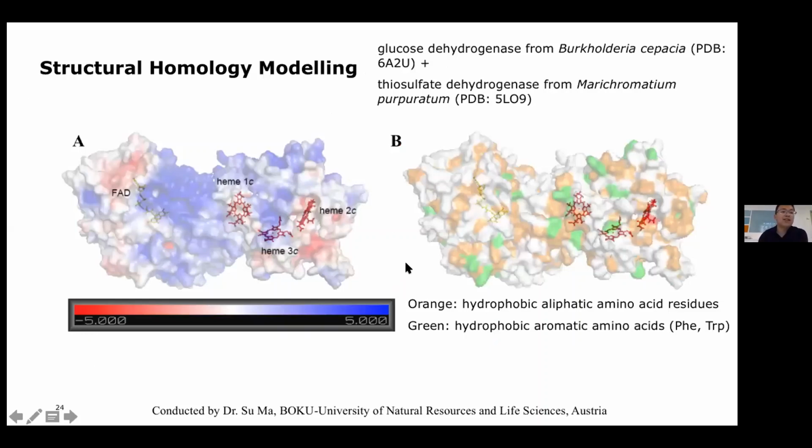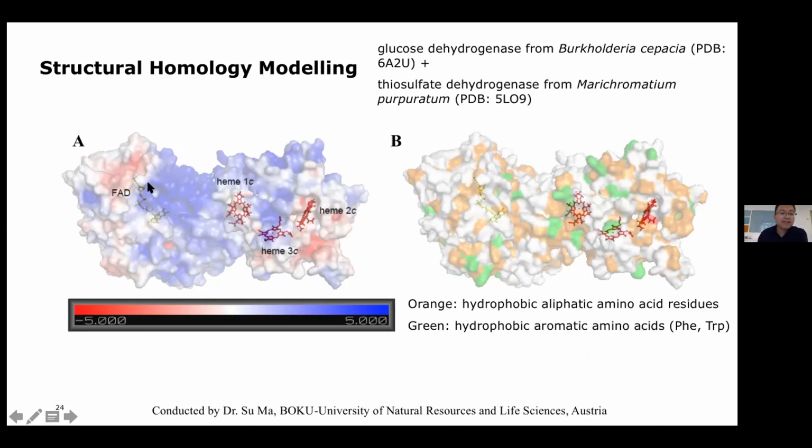Then we did structure homology modeling. As I said, the crystal structure of the FDH is not available, but we could subtract the fructose FAD subunit from glucose tRNAs and the heme unit from cellobiose tRNAs. So they are from the same homology, and then we can put them together, docking them together, and then we get homology modeling of the FDH. And this was done with the help of Sue from Australia.